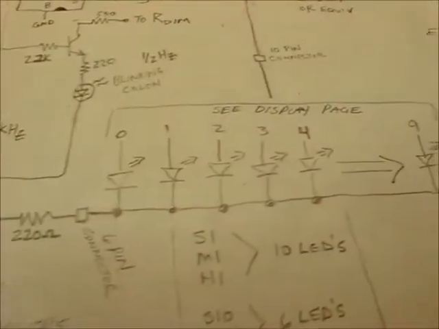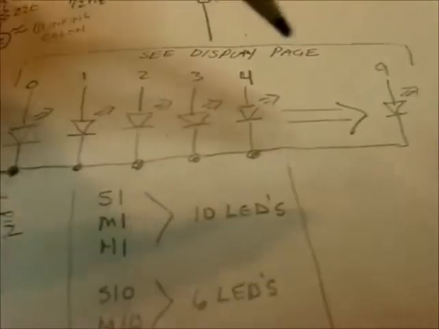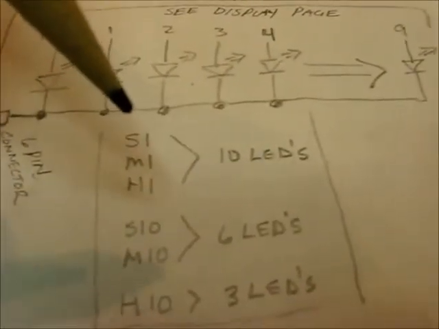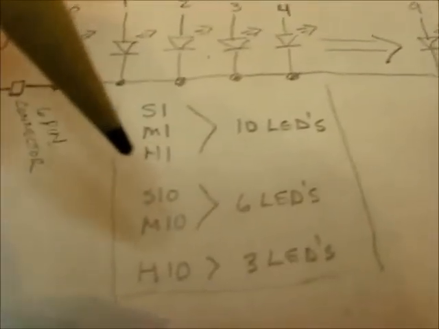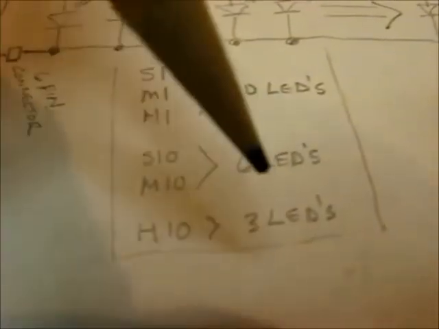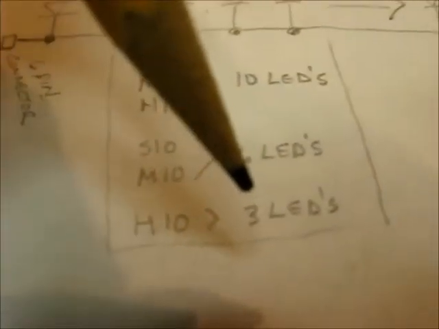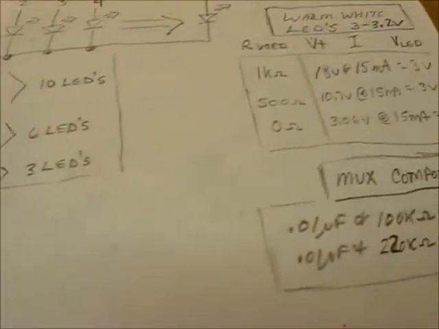What else do we do here? So these LEDs, the 10 LEDs as I discussed earlier, but ones of seconds, ones of minutes, ones of hours have 10, tens of seconds, tens of minutes have 6, and tens of hours have 3. We got a digit 2 in case we want to do 24-hour time. Alright.